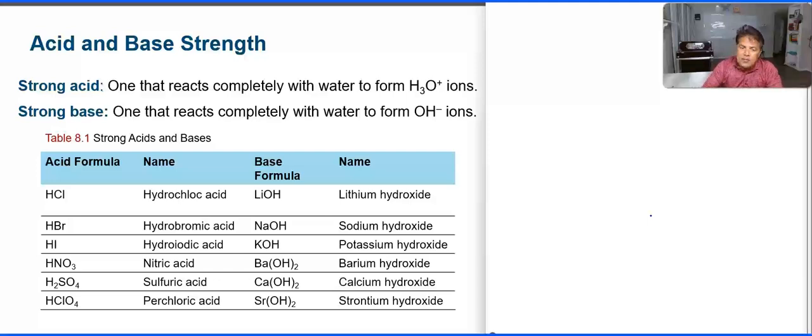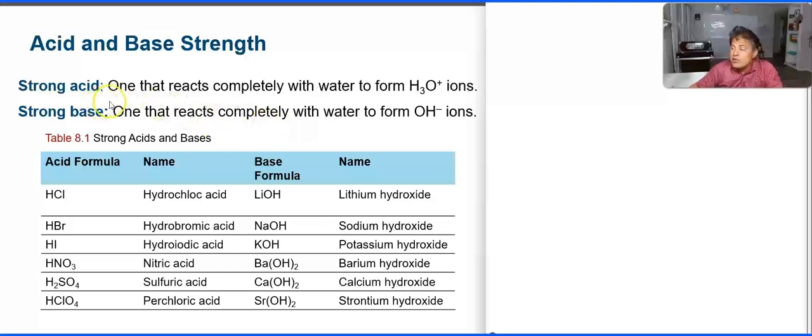Now here are some examples. Let's see the 6 most important strong acids: HCl, everything is H, you see that? HCl, HBr, HI, HNO3, H2SO4 and HClO4. They are strong acids. Strong bases: lithium hydroxide, sodium hydroxide, potassium hydroxide, barium hydroxide, calcium hydroxide. These are all hydroxides, right? They are the strong bases. Okay, so those are examples.